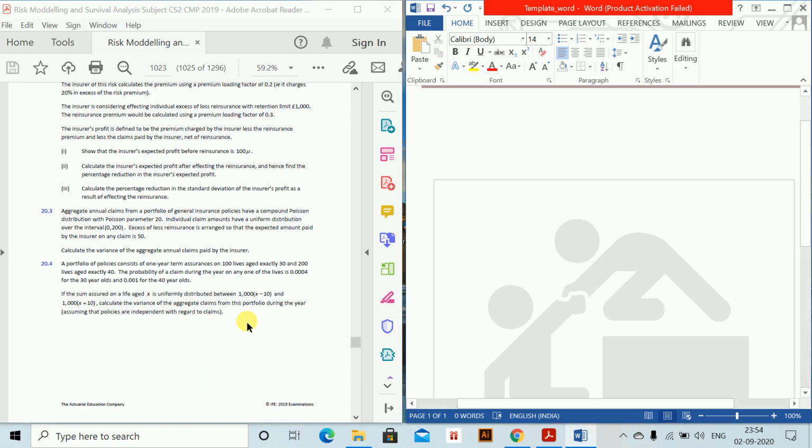Risk models 2. Aggregate annual claims from a portfolio of general insurance policies have a compound Poisson distribution with Poisson parameter 20. Individual claim amounts have a uniform distribution over the interval 0 to 200. Excess of loss insurance is arranged so that the expected amount paid by the insurer on any claim is 50. Calculate the variance of the aggregate annual claims paid by the insurer.